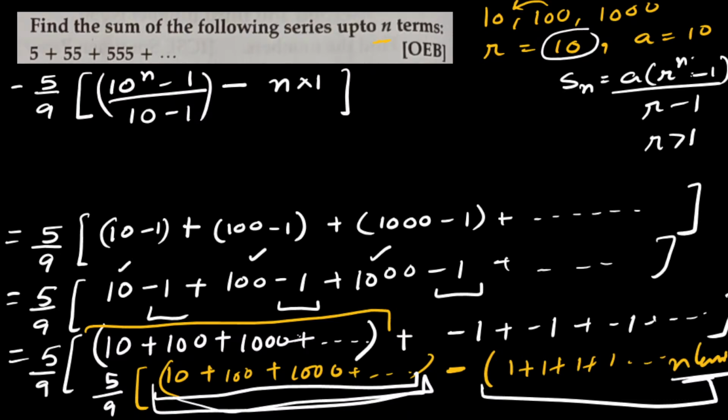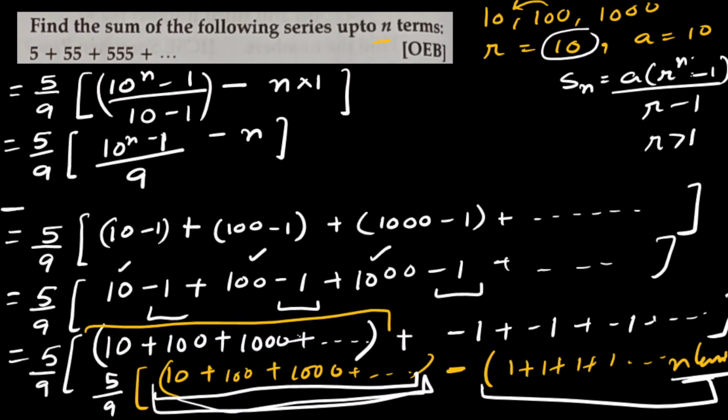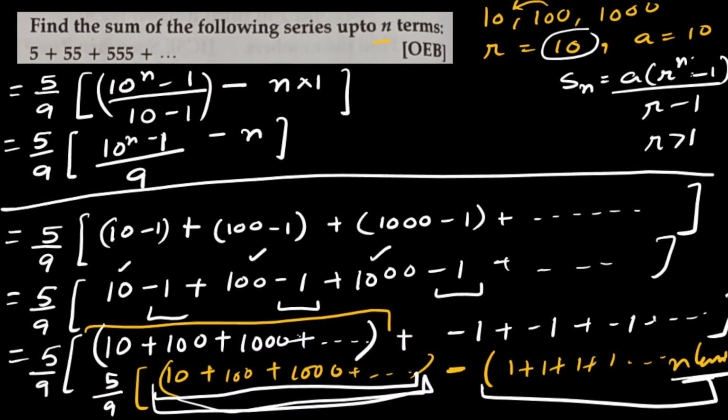So here I will get 5 by 9 into 10 to the power n minus 1 by 10 minus 1, minus n. This is the required answer, because further we cannot simplify this. We have to find the sum up to n terms. So 5 by 9 into 10 to the power n minus 1 by 9, minus n. So this is the required answer of this one. Yes. So any doubt?